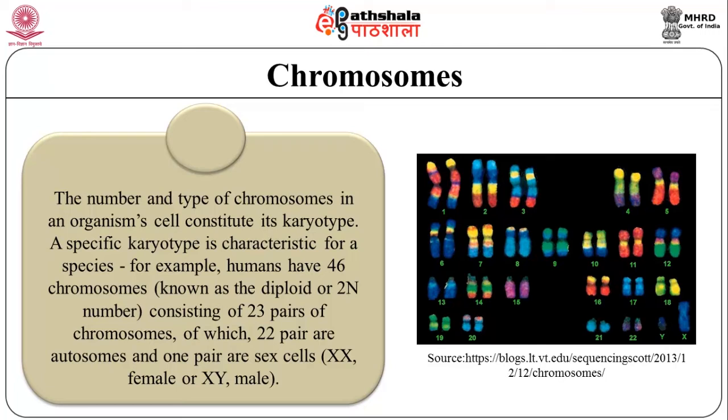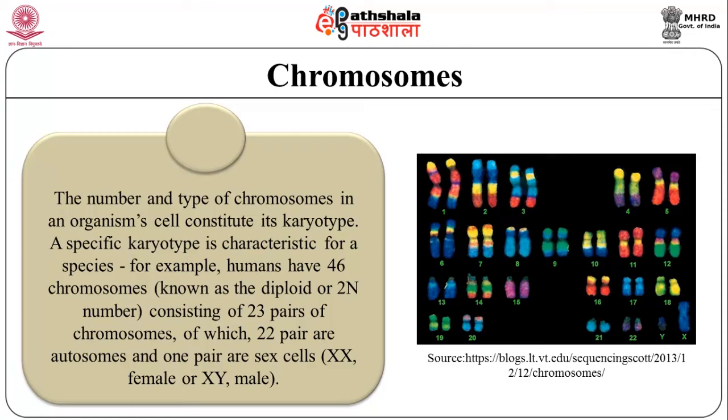For example, humans have 46 chromosomes known as the diploid or 2n number, consisting of 23 pairs of chromosomes, of which 22 pairs are autosomes and 1 pair are sex chromosomes, which is XX in female or XY in male. The number of chromosomes present in the human germ cell is half of the diploid number, or 23, and is known as the haploid.